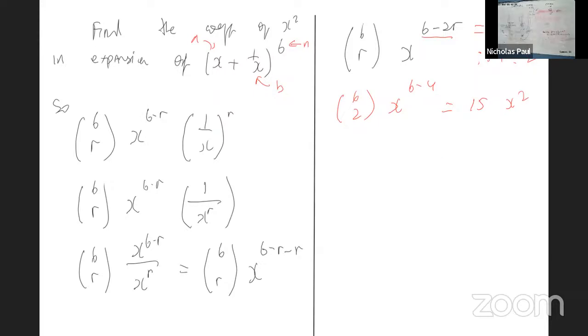See that? You see now, 6 minus 2R is 2. Carry this here, carry this here. In the calculator, put 6C2. nCr, put 6 nCr 2 in the calculator and you should get 15.